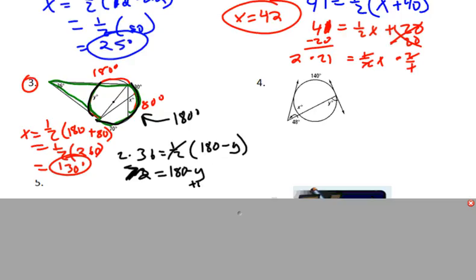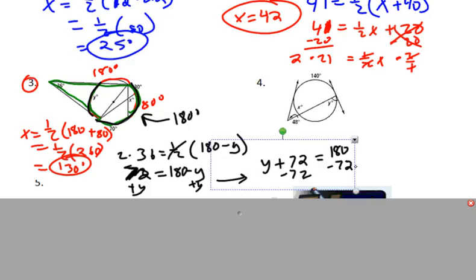I think I'm going to add y to both sides and then subtract 72. So I add y over here. I'll move this over here. Then I have y plus 72 equals 180. And I subtract 72 from both sides. We get a total of 108 for y. So y is 108 degrees, it looks like.